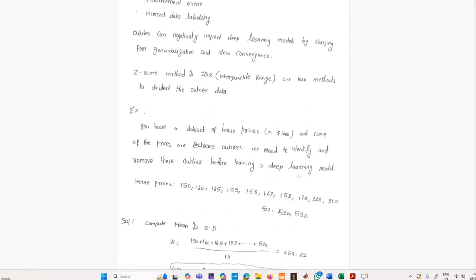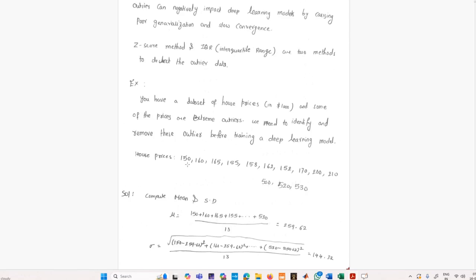If you observe the data, there are a total of 13 samples. Most of them up to 210 are in close range, and these samples are far away. Intentionally we have given these three samples far away. But let us check whether they will come under outliers or not.